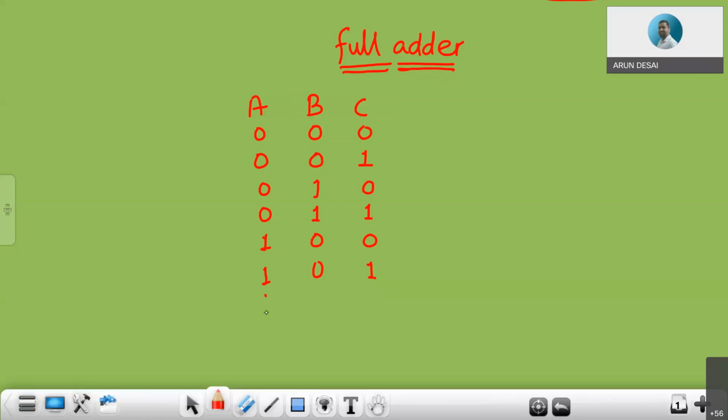Again, inputs are 1, 1, carry is not there. Inputs are 1, 1, carry is present, right? So this is the previous addition's carry. So what you need to find is sum and carry. Complete this task. Find out sum and carry for this.